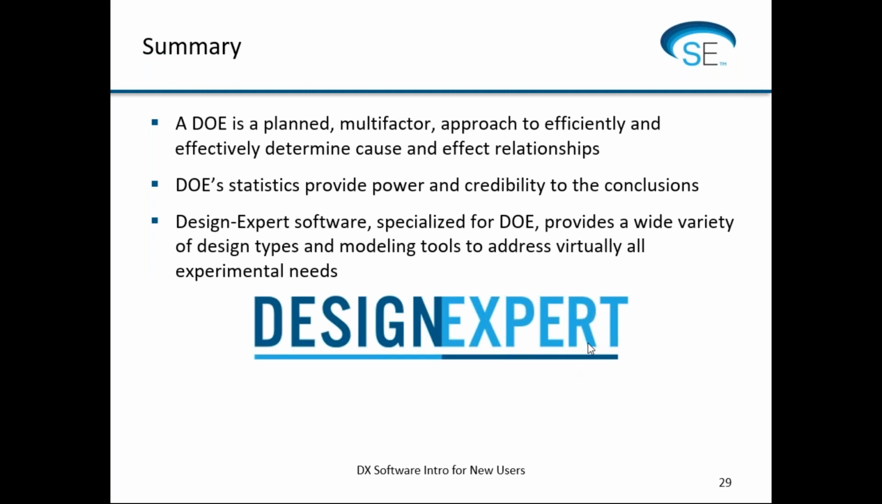So the overall summary then is DOE is a planned multi-factor approach to efficiently and effectively determine cause and effect relationships. You know, it's better than one factor at a time in that you can get the interaction between variables. Okay, so this is a pretty good tool. DOE statistics provide power and credibility to the conclusions. Between the power and the statistics, the standard deviation, there's a lot of information that's brought forward so that when we say something is significant or we make predictions, we have some statistics to back that up.